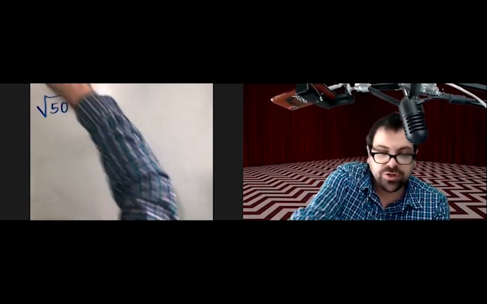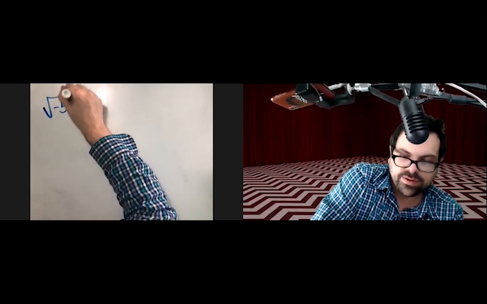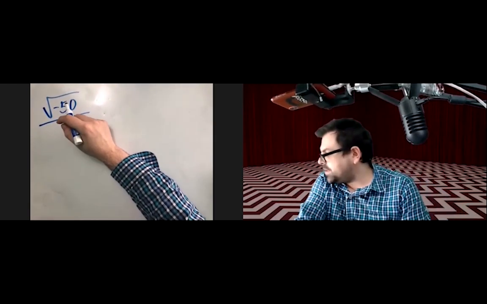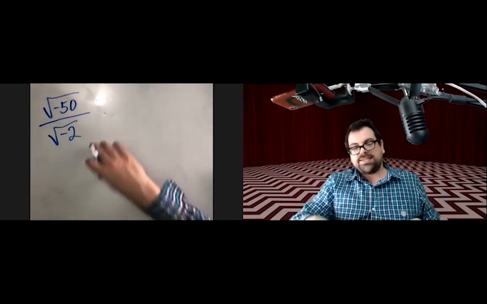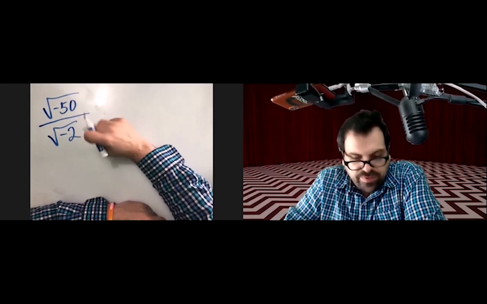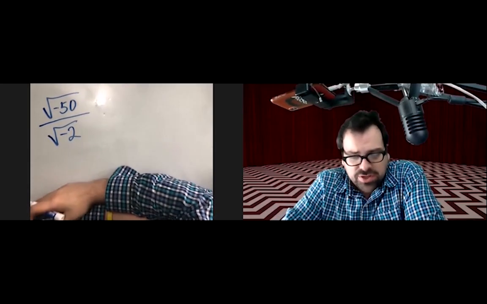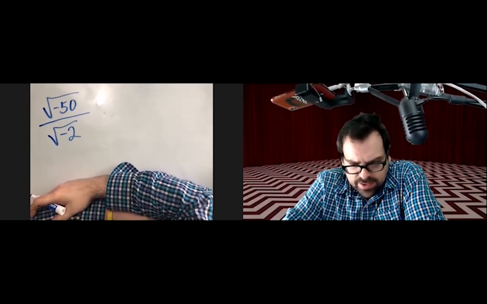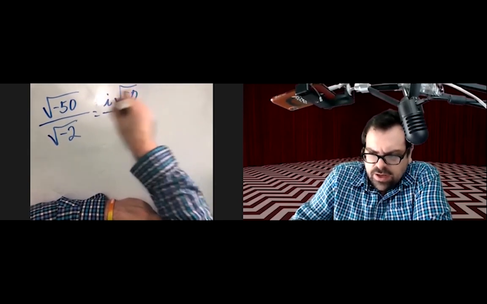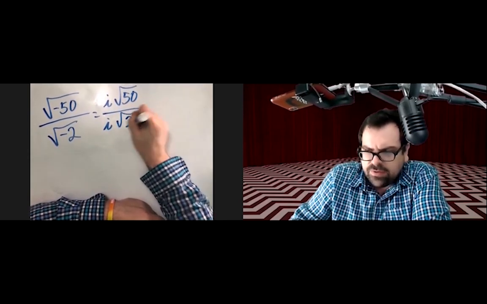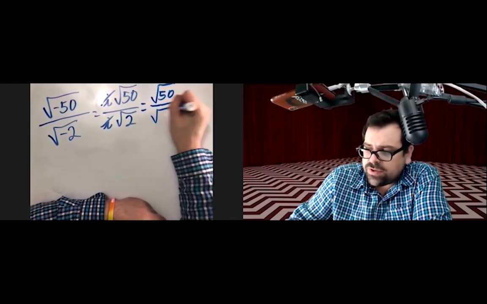It's not so much an issue with division, though. You'll still accidentally get the correct answer. Let's say we had the square root of negative 50 over the square root of negative 2. Well, we don't have to worry about rationalizing or anything like that yet. But what we can do is make this I radical 50 over I radical 2, and then those i's cancel. Radical 50 over radical 2.